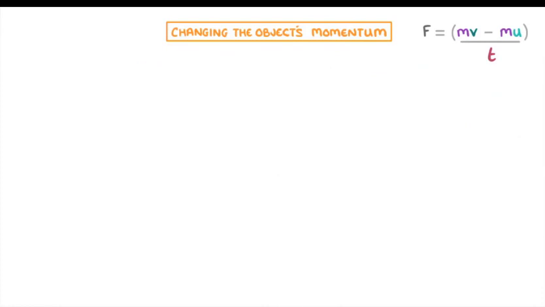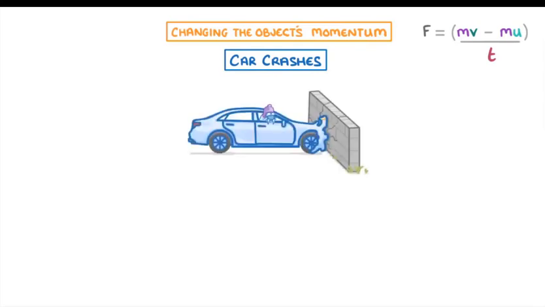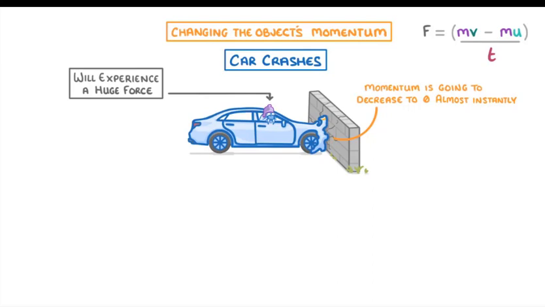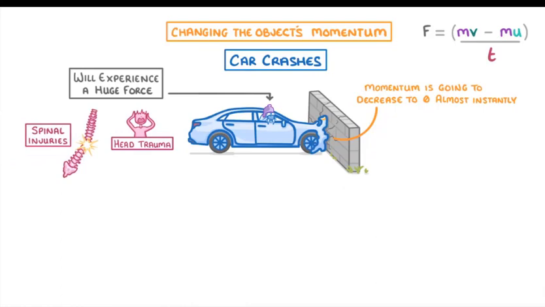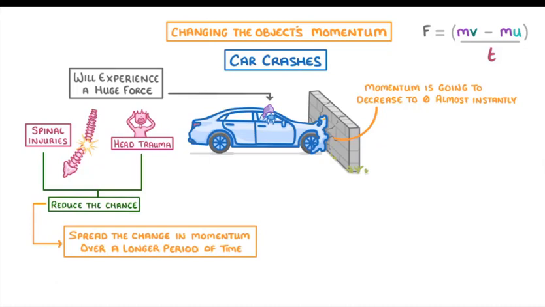Now, one area where this stuff is really important is during car crashes. If somebody travelling in a car collides with a brick wall, then their momentum is going to decrease to 0 almost instantly. This massive change in momentum means that any people inside the car will experience a huge force, which can cause injuries like head trauma or spinal damage. To reduce the chance of damage, we need to try and spread this change in momentum over a longer period of time, because this will reduce the force that they experience, and so they're less likely to get injured.